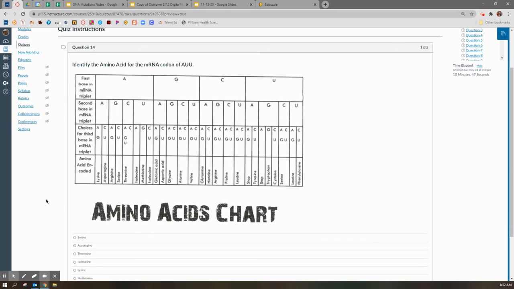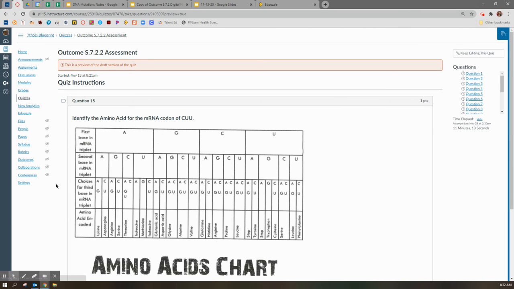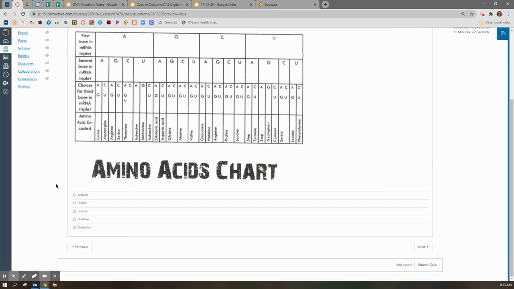Question number 14. Identify the amino acid for the mRNA codon of AUU. Is it serine, asparagine, threonine, isoleucine, lysine, methionine, or arginine? Question 15. Identify the amino acid for the mRNA codon of CUU. Is CUU arginine, proline, leucine, histidine, or glutamine?